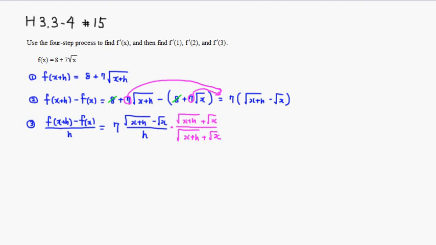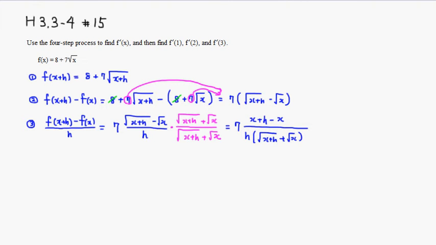Then if you multiply that out, you're going to get 7 is still there. And if you do this guy, a minus b, a plus b deal, so a squared, which is going to be x plus h, minus b squared, which is going to be x. On the bottom, there's not much you can do, just write it down. So h times square root of x plus h plus square root of x.